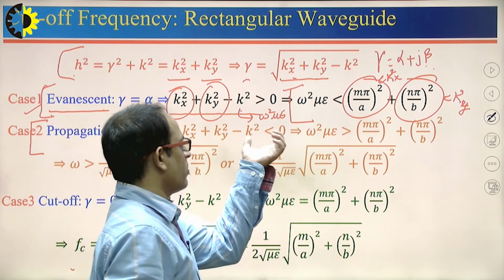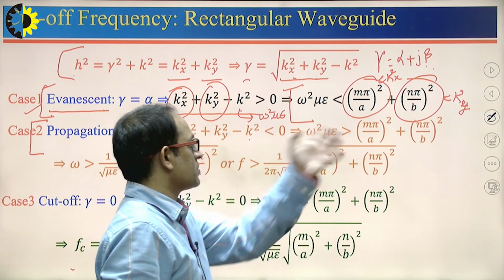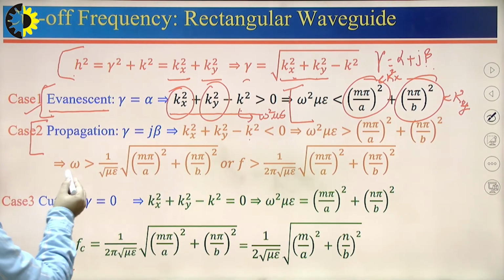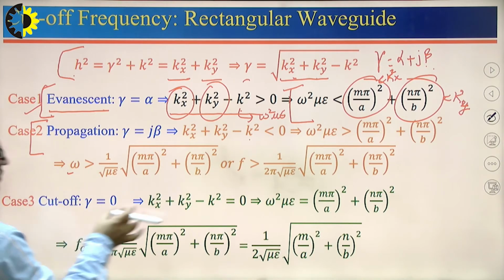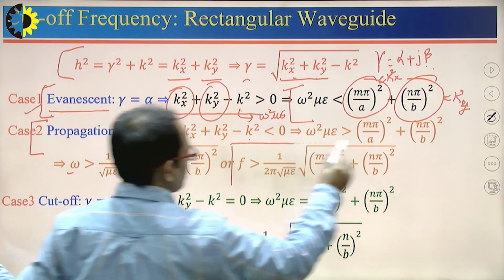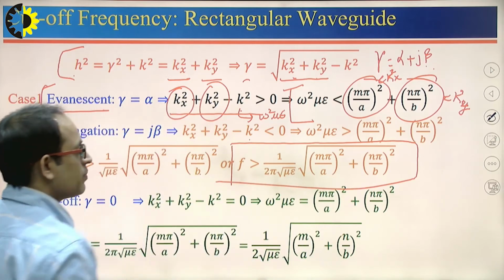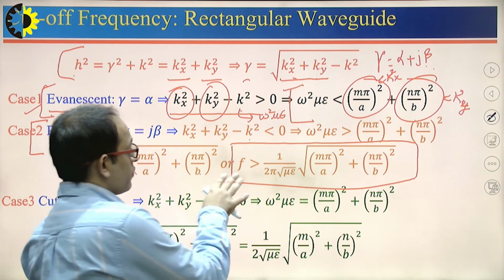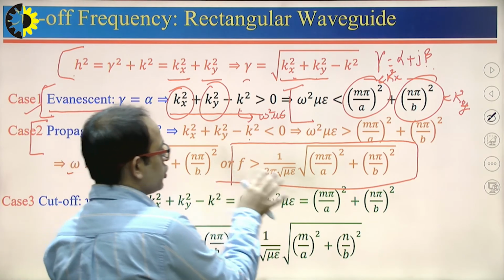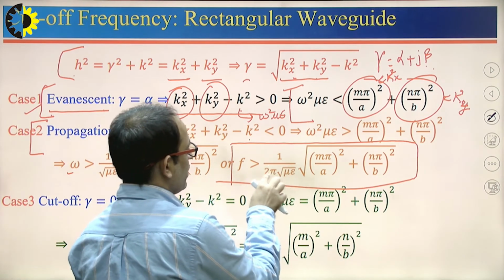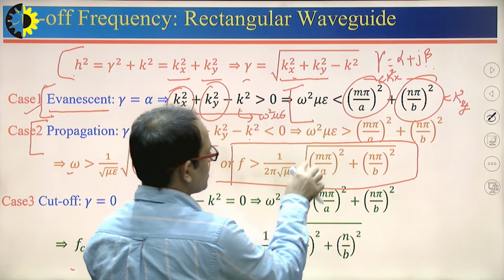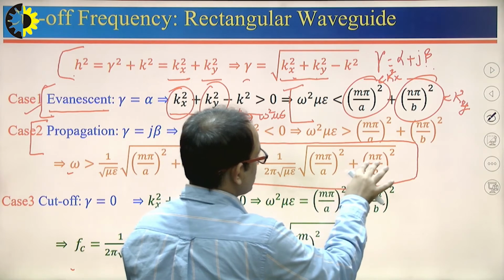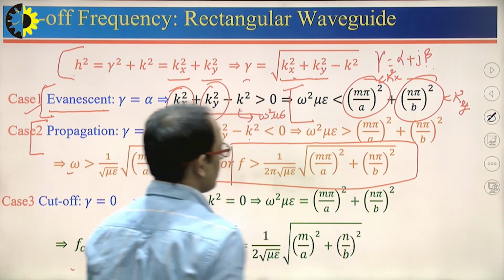So put the value: omega k square is equal to omega square mu epsilon, which should be greater than or equal to this one. Now, omega is what? 2 pi f. Therefore, f comes out to be this one. So, for the propagating mode, the frequency of the mode should be greater than 1 upon 2 pi under root of mu epsilon, under root of m pi square by a square plus n pi square by b square.